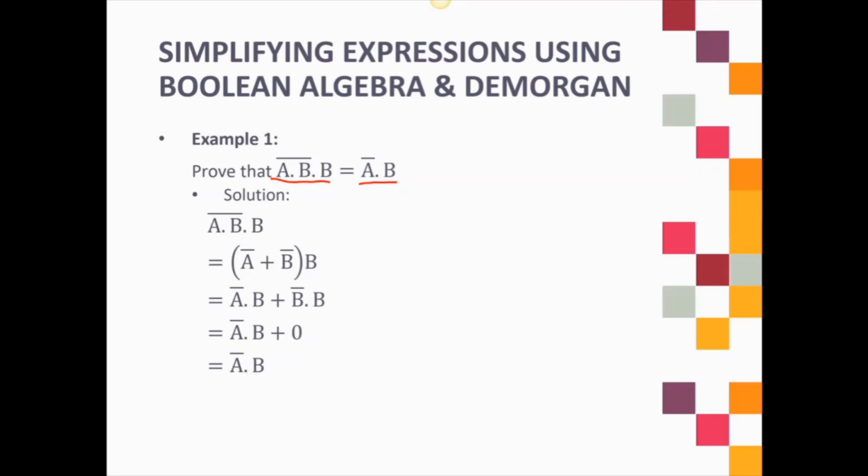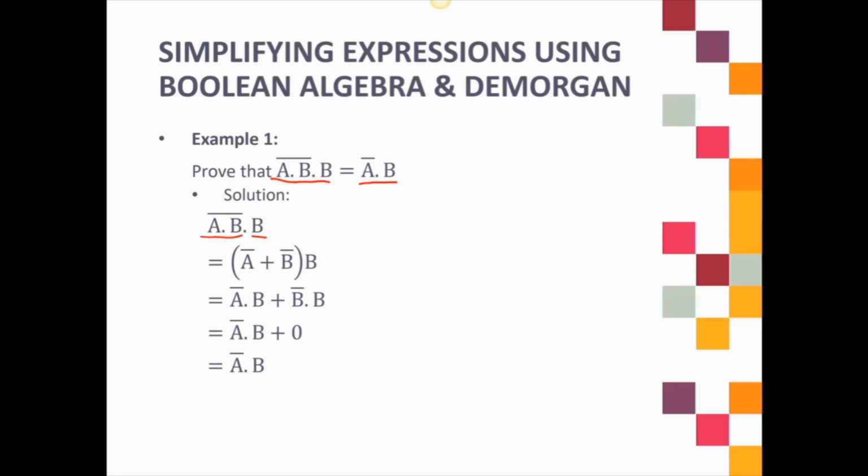Okay, so based on this question, you actually have two terms. This is the first term, A and B bar, and then B is another term or another variable. So only the first term you can apply DeMorgan to. You need to apply the DeMorgan theorem, and you must remember how to apply it.